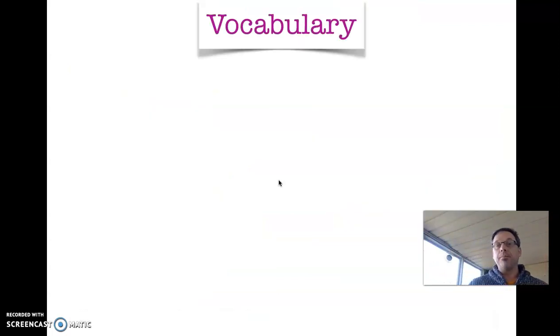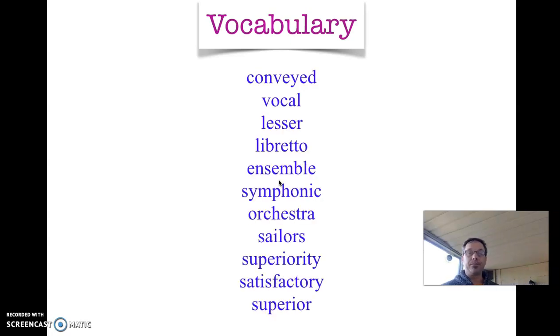Today we're going to look at just a couple short pieces, but first let's look at some vocabulary. I'm going to run through them quickly. Conveyed, vocal, lesser, libretto, ensemble, symphonic, orchestra, sailors, superiority, satisfactory, and superior.